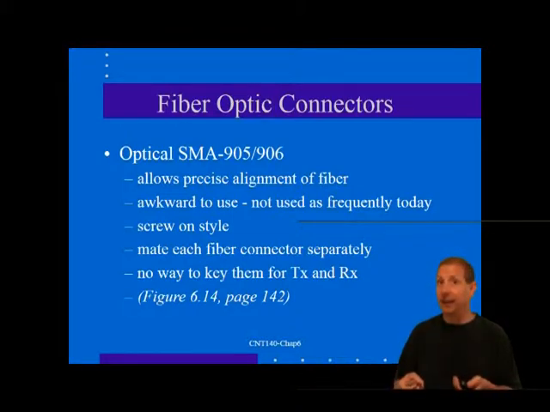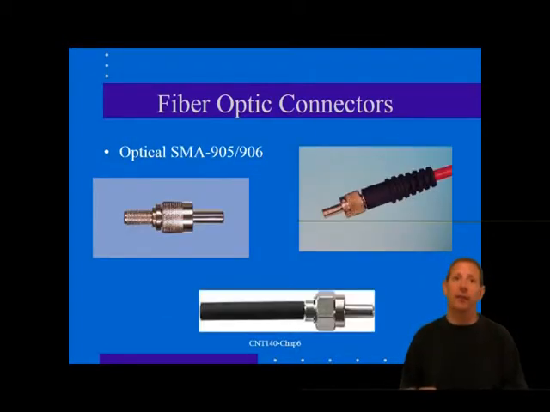The 905 type connector has a straight 3 mm ferrule. The 906 type has a step-down ferrule that allows two ferrules to be connected by a coupler with a plastic sleeve to align them. The SMA connectors are not designed to be easily paired together to support the standard dual fiber interface. You must mate each fiber connector one at a time. Also, there's no easy way to key this connector so the transmit and receive fibers do not get interchanged.